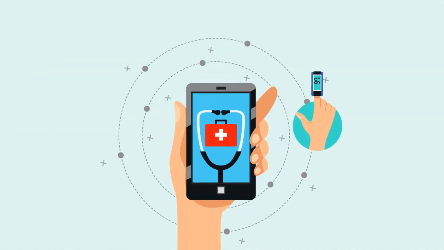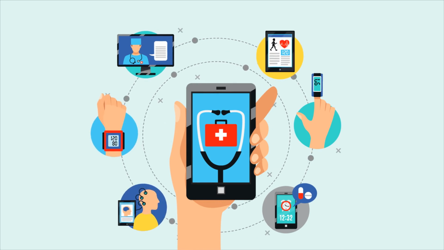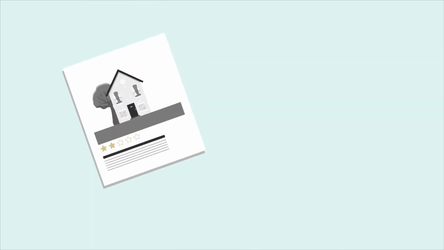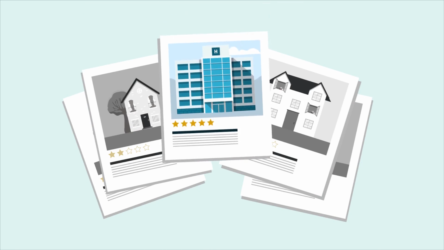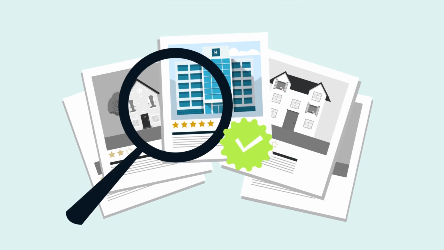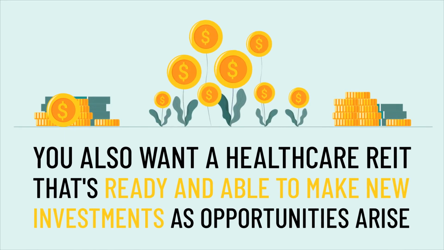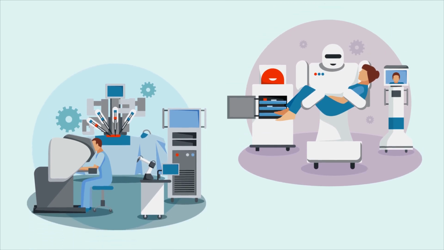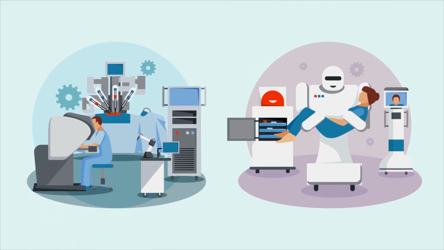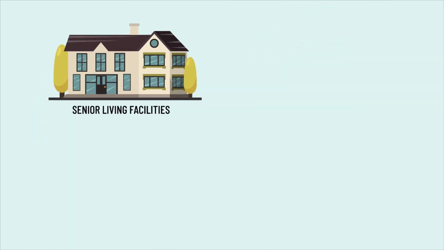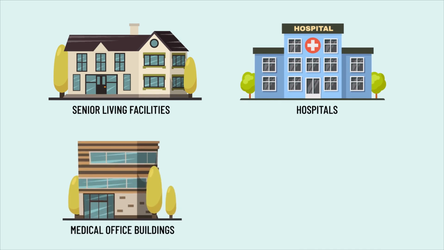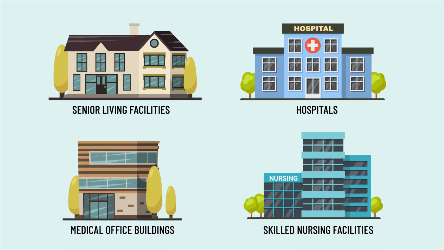It's important to consider the changes in the healthcare industry when you're looking for a healthcare REIT to invest in. Pay close attention to the types of properties they invest in, the services that are provided within the real estate, and the strength of the operators. You also want a healthcare REIT that's ready and able to make new investments as opportunities arise. The healthcare industry is changing, so REITs have to be able to move quickly with it. Healthcare REIT property types include senior living facilities, hospitals, medical office buildings, and skilled nursing facilities.